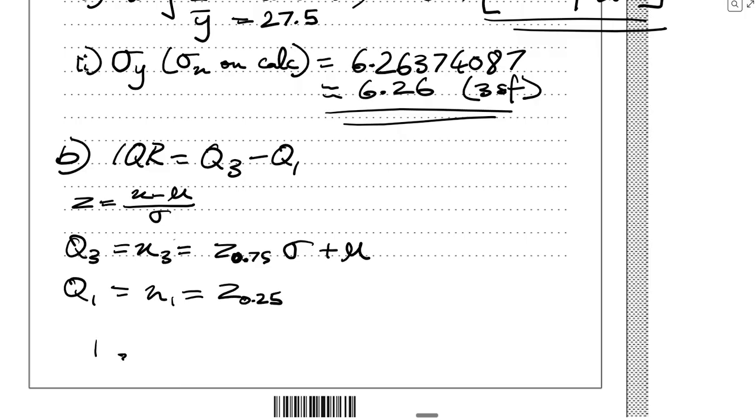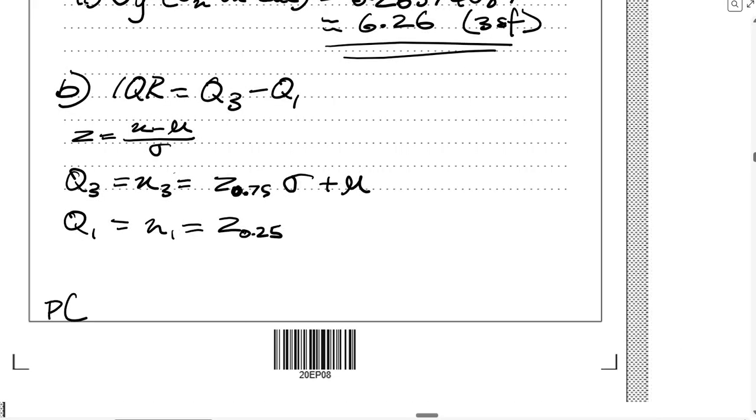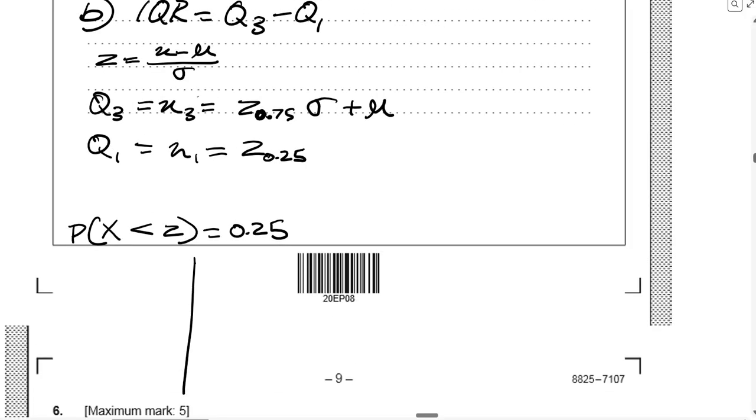Now we're not working in 1, 2, 3, right? And the reason we're using 0.75 and 0.25, let's think about this. The probability of x less than z is equal to 0.25, right? What is our graph? Our graph is this.